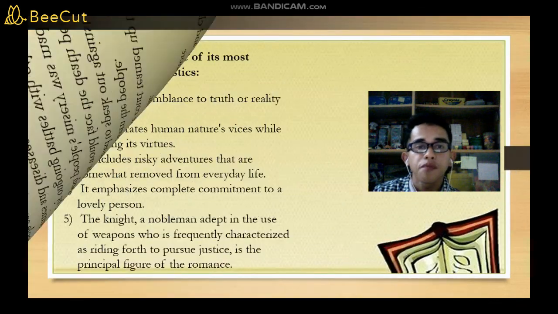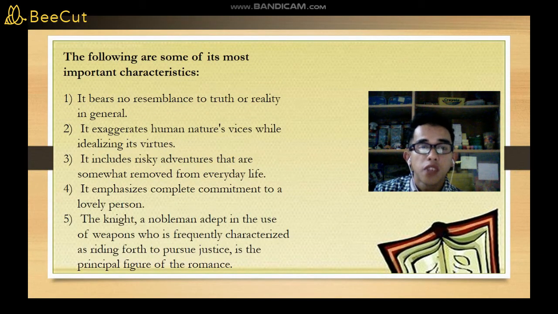Next, the following are some of its most important characteristics. First, it bears no resemblance to truth or reality in general. Second, it exaggerates human nature's vices while idealizing its virtues. Third, it includes risky adventures that are somewhat removed from everyday life. Fourth, it emphasizes complete commitment to a lovely person. And lastly, a nobleman adept in the use of weapons, who is frequently characterized as riding forth to pursue justice, is the principal figure of the romances.